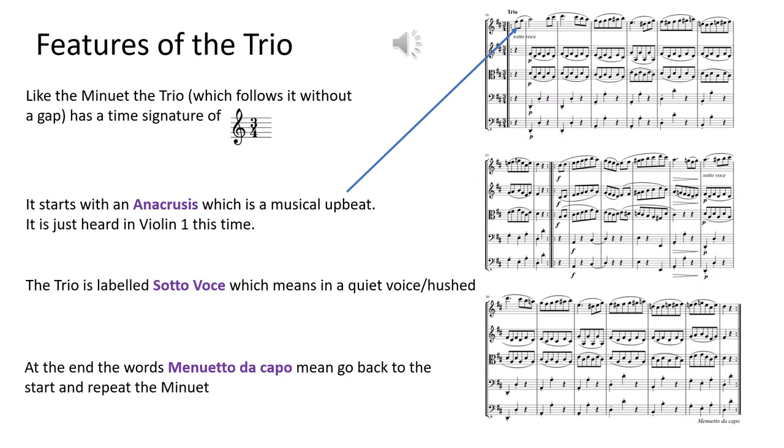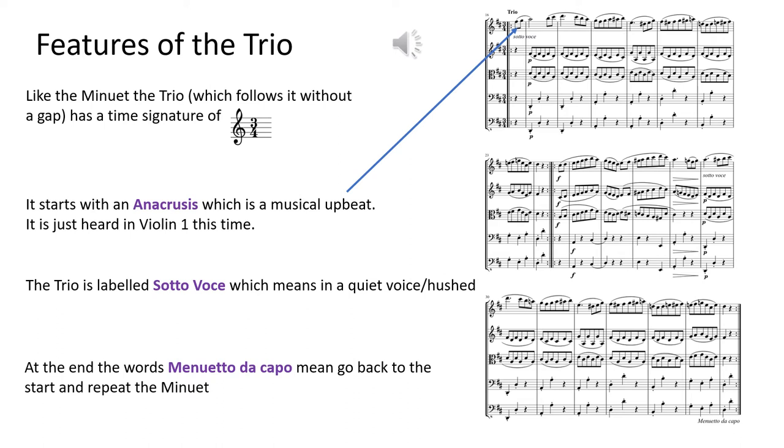We are now going to have a look at some features of the trio. Like the minuet, the trio, which follows it without a gap, has a time signature of 3 beats in a bar. Like the minuet, it also starts with an anacrusis, the musical upbeat, but this time it is heard just in the violin one part, and is made up of 2 half-beat or quaver notes.